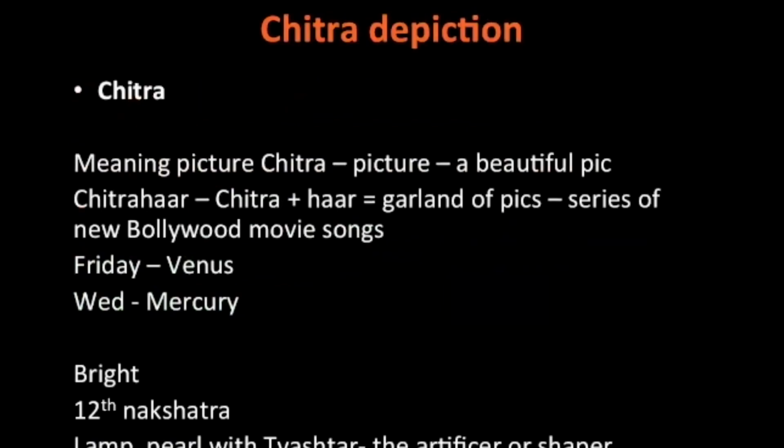Now, when I was looking into the word Chitra, I'm stepping on Sandeep's toe maybe now. Chitra comes from the word Chitra, and this was also explained in one of the videos by KRS, Kapilji. He was telling about Chitrahar, which used to come. Now, Chitrahar is made up of two words, Chitra plus Har. Chitra means picture and Har means garland of pictures.